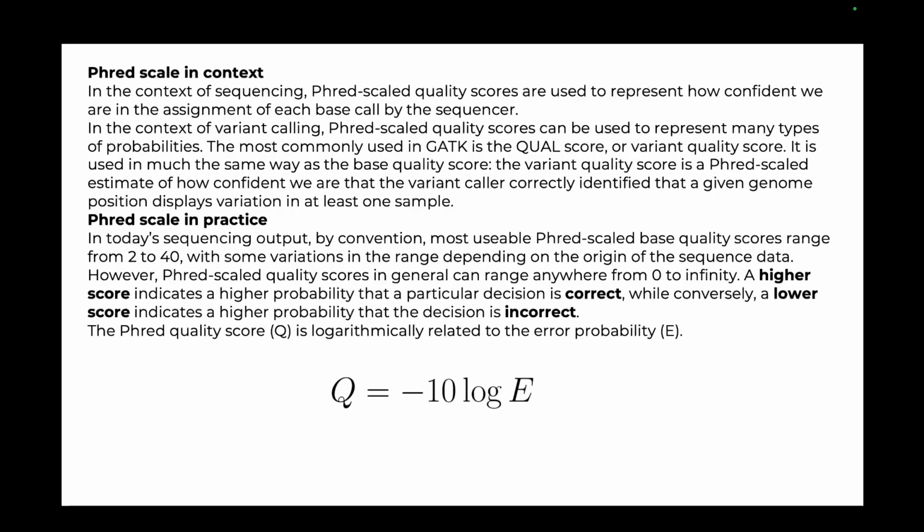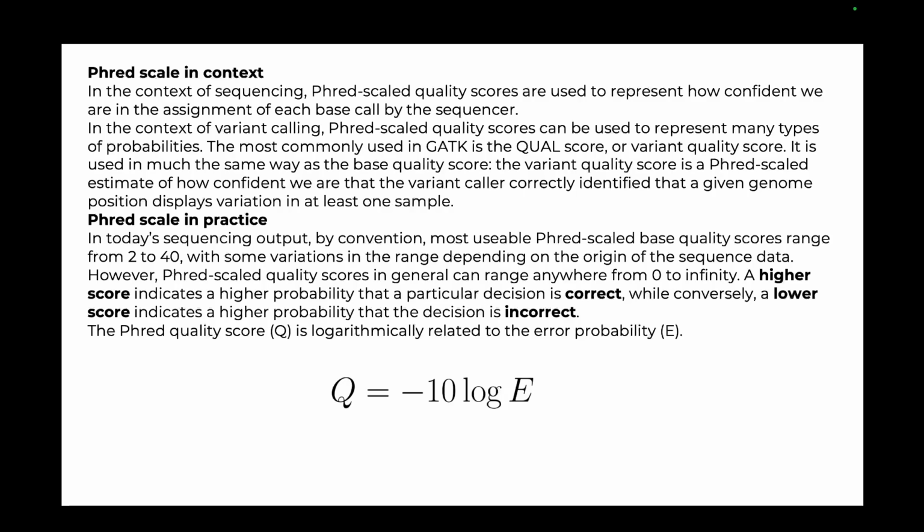And the variant quality score is a Phred scaled estimate of how confident we are that the variant caller correctly identified that a given genome position displays variation at least in one cell. So in practice, by convention, most usable Phred scaled base quality scores range from around 2 to 40. That's the normal range, with some variations in the range depending on the origin of the sequencing data. However, Phred scaled quality scores in general can range from anywhere from 0 to infinity, theoretically speaking.